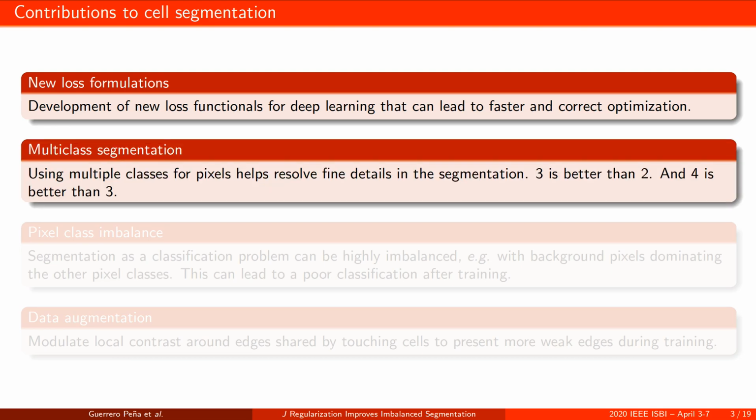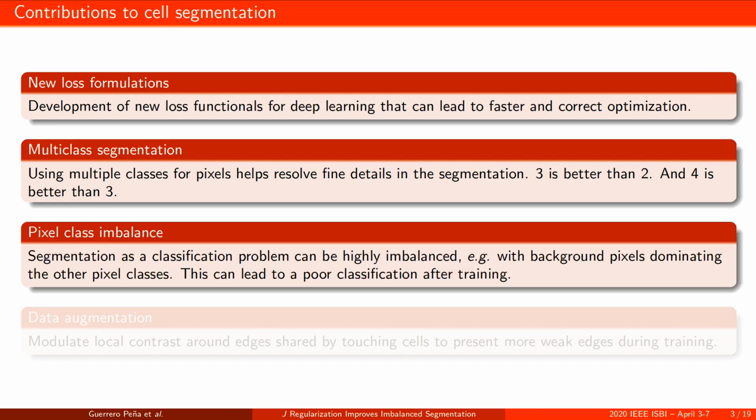The second area is on multiclass segmentation. We have shown in our 2018 work that adopting 3 classes for pixels, namely background, cell, and touching pixels, can lead to improved segmentations that could not be obtained if formulating the segmentation problem as a binary classification problem. In this present work, we add 1 more class, expanding the total number of pixel classes to 4.